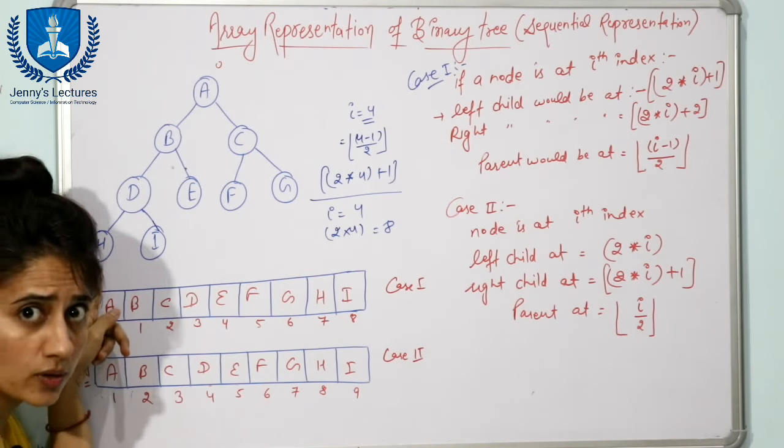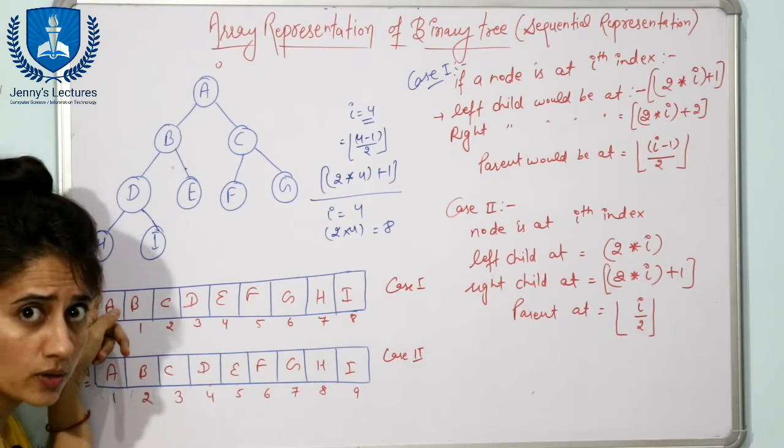Why? Because you are not keeping these two free spaces. So if you write down H and I at this place, then find out the parent of H. Now H is at index 9. Now parent would be 9 minus 1, that is 8, divided by 2, that is the 4th index. Now go to the 4th index, here we have E. Now the parent of H is E, that is the right representation.